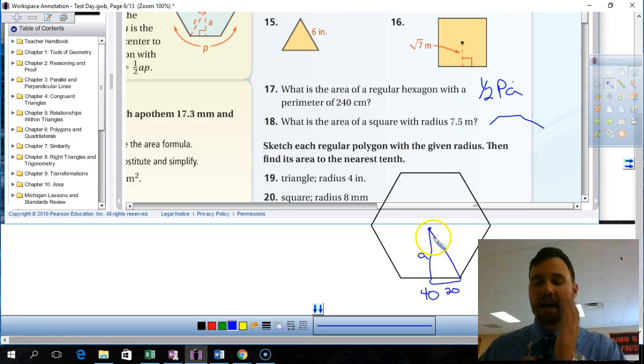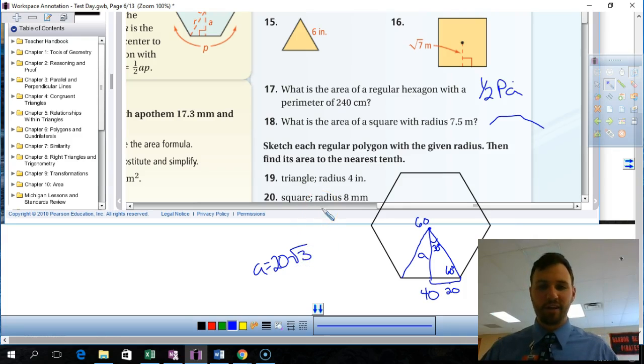Since it's a hexagon, 360 divided by 6 gives you 60. So each half of this is 30 degrees. Then you have to do trig to find your apothem. Or you can use the fact that it's a 30, 60, 90 triangle. That's 20, so a is 20 root 3. Or you could have used trig and you would have gotten about 34.6.